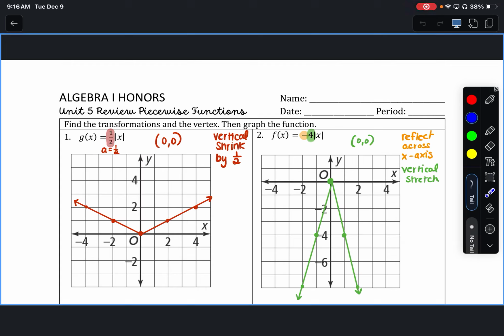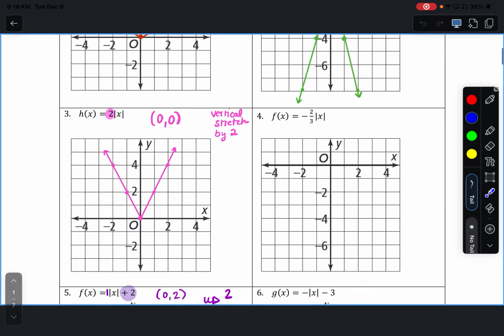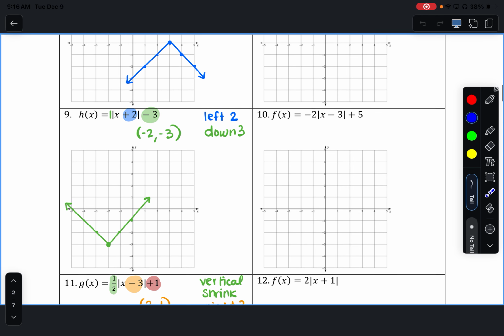Does anyone have any questions? Does anyone have any questions on the evens from the ones we did yesterday? All right. So, yes. Okay. Number 10. Okay, what about number 10?